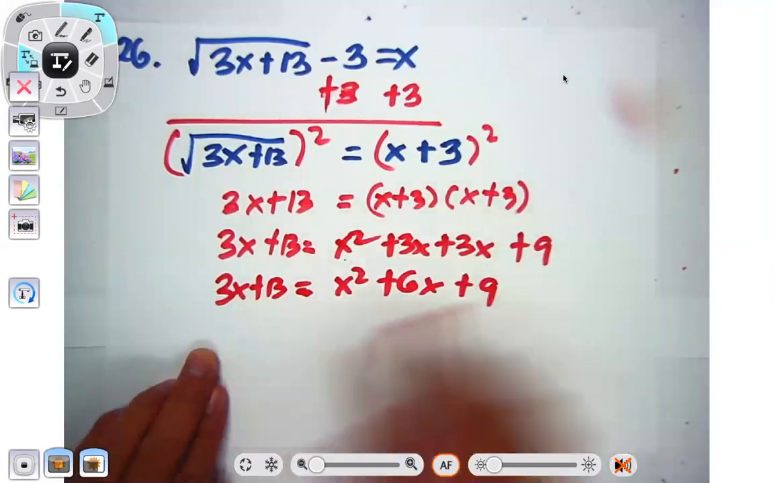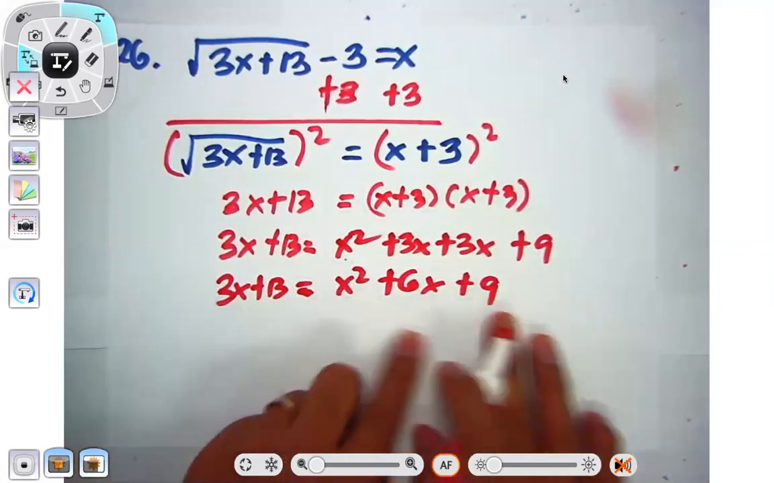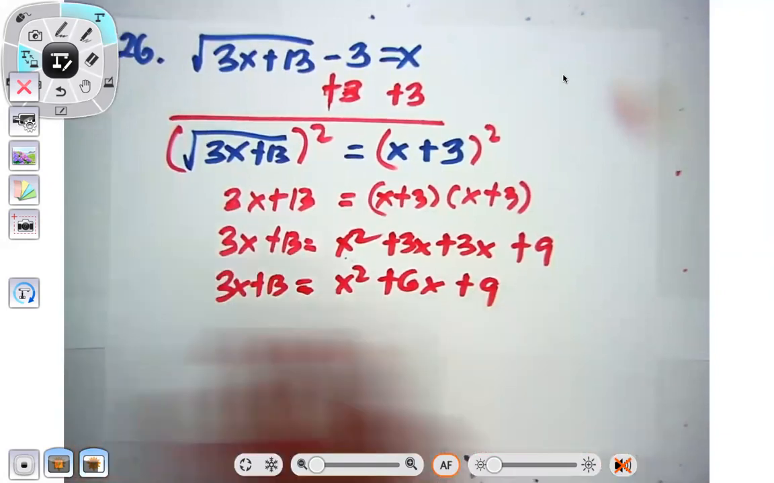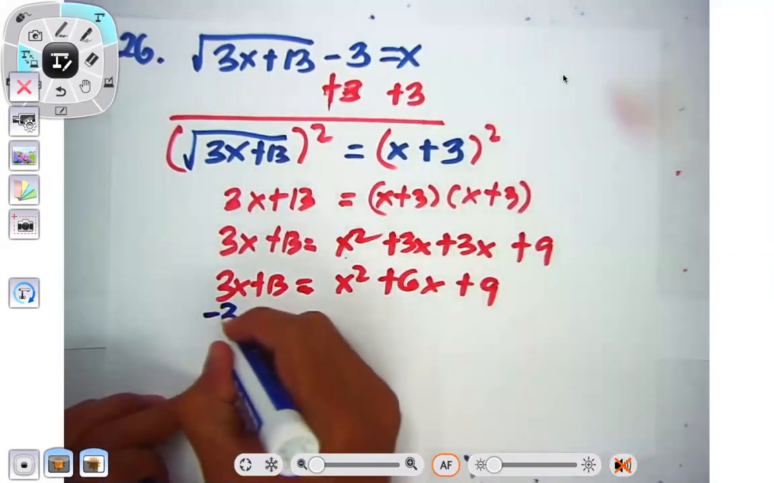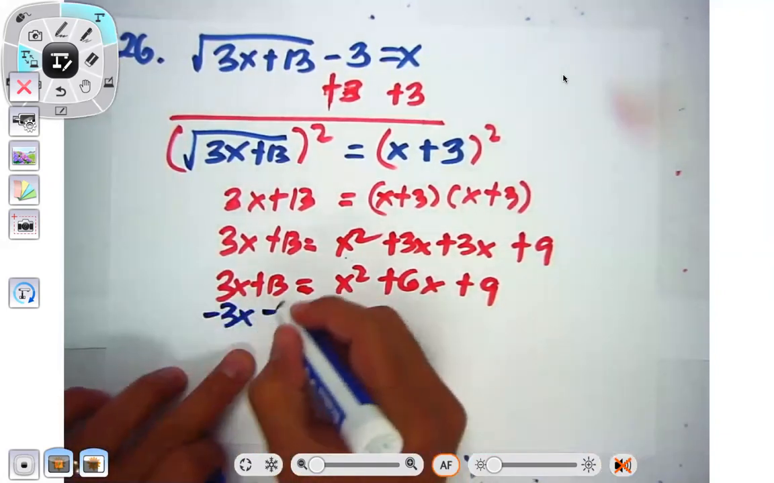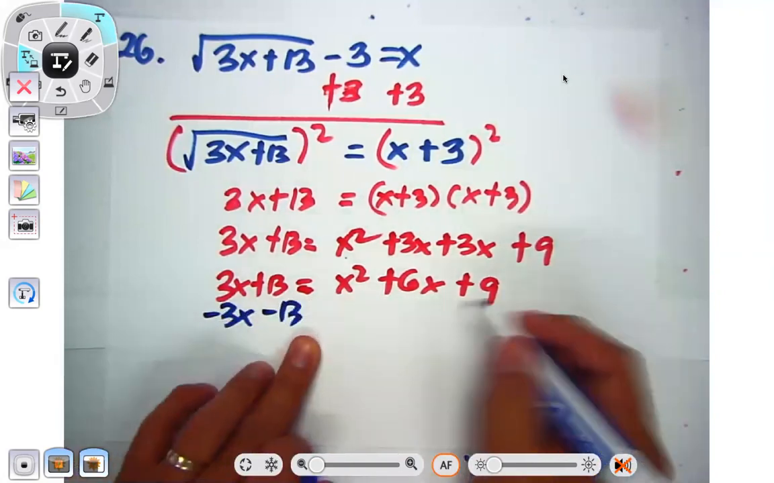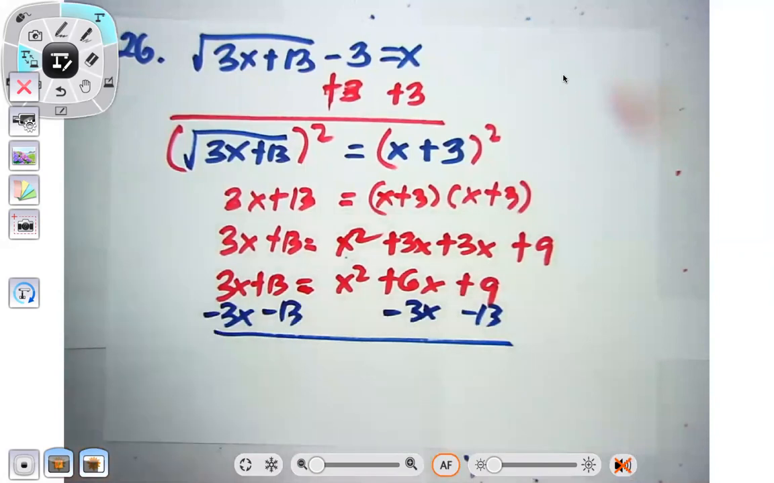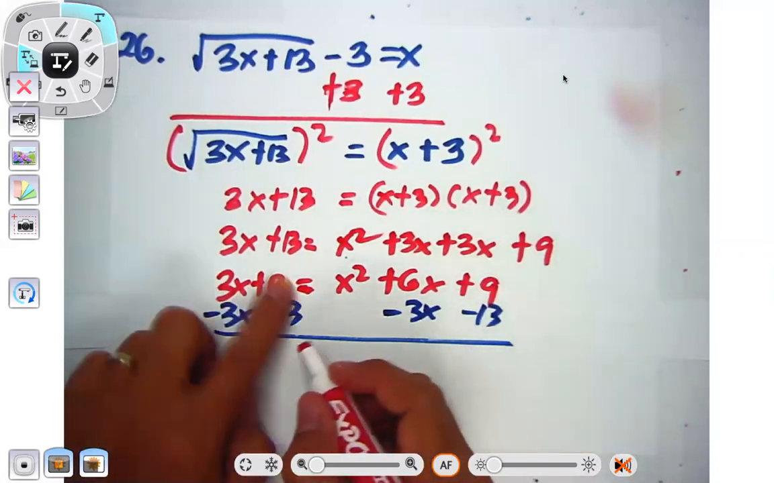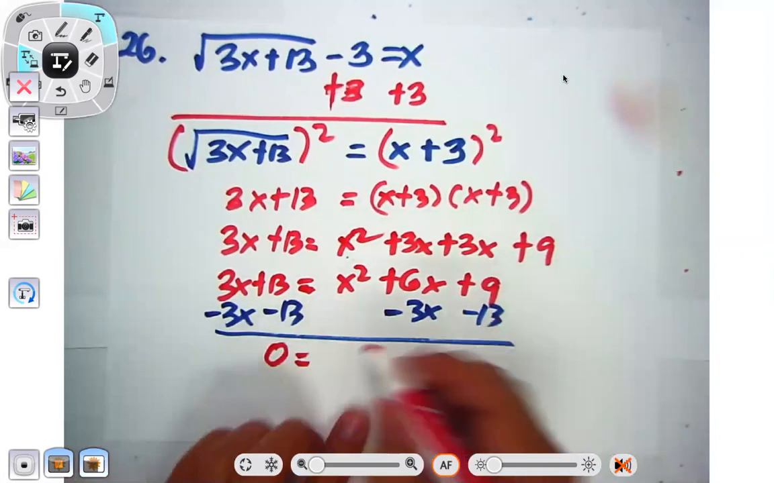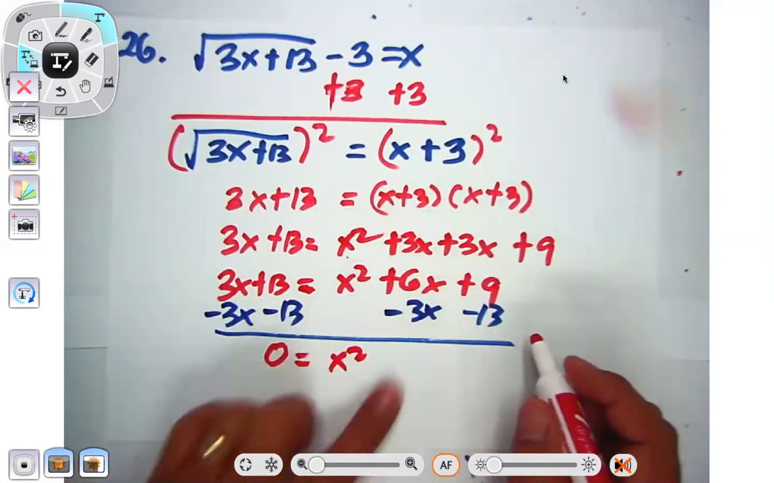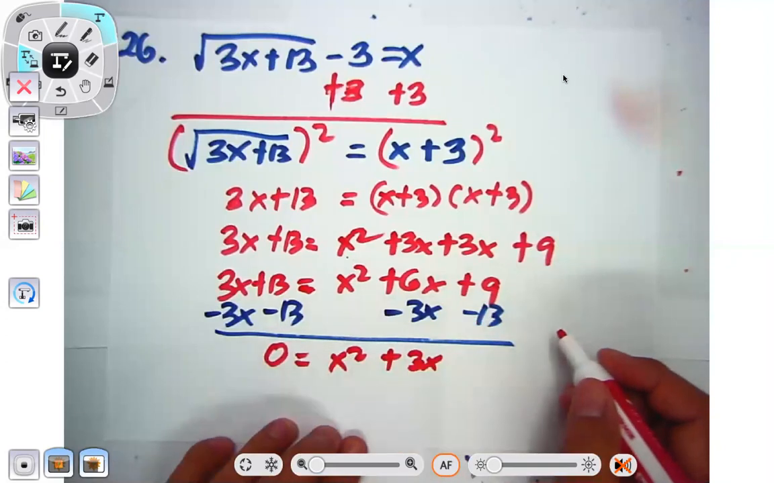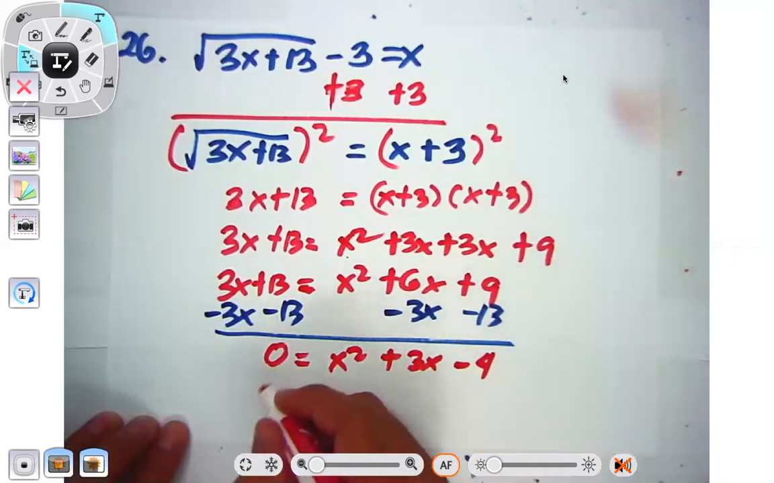And then the result here is quadratic, right? So we must make this side 0 by subtracting both sides by 3x and then 13. So minus 3x minus 13, also minus 3x minus 13. Now we come up with this result. 0 on the left side, right side, we now have x squared, 6x minus 3x is 3x, 9 minus 13, negative 4.